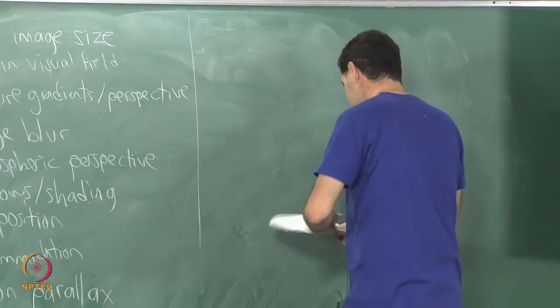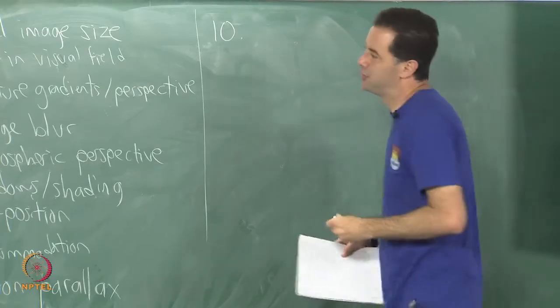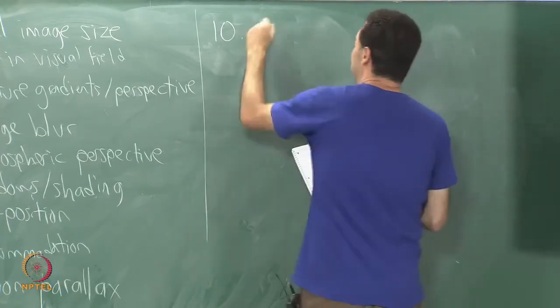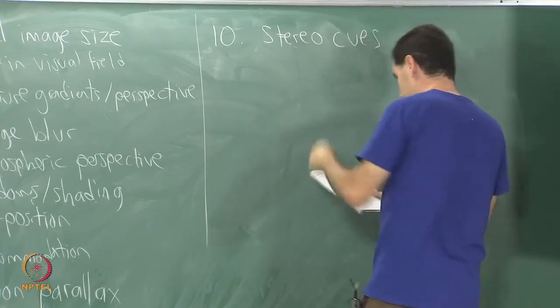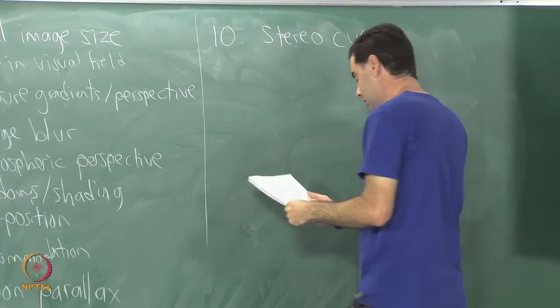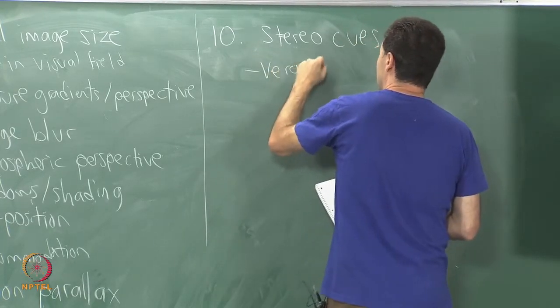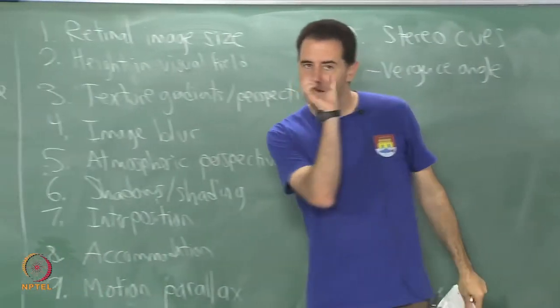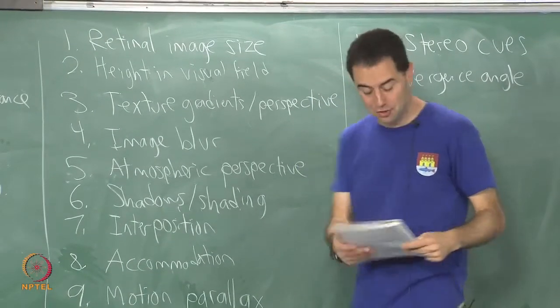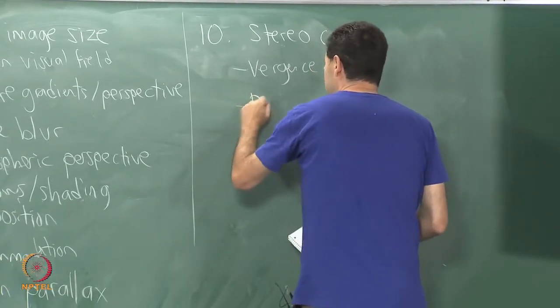And finally, number 10, I save this for the end, the obvious one, which is stereo cues. So what are these? There's the vergence angle, right? So your brain knows how your eyes are oriented, how much they've converged, so you have a signal for that. You have what's called binocular disparity.